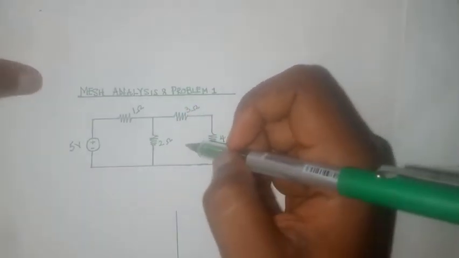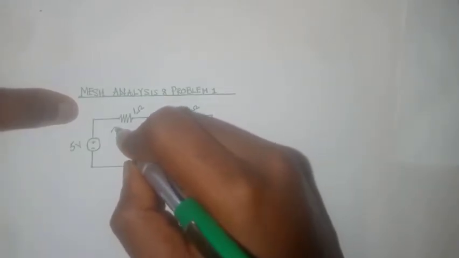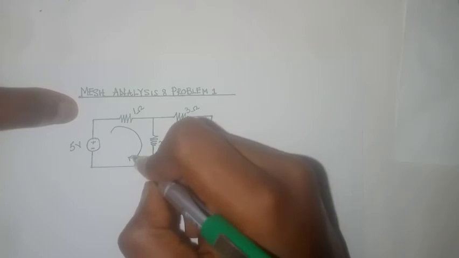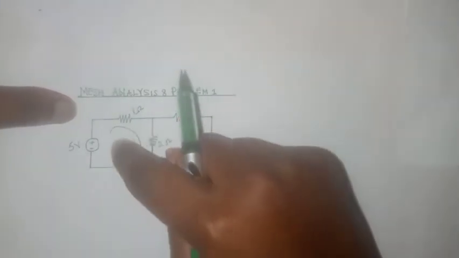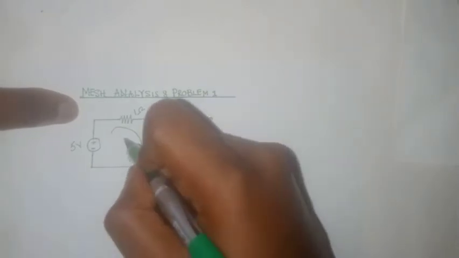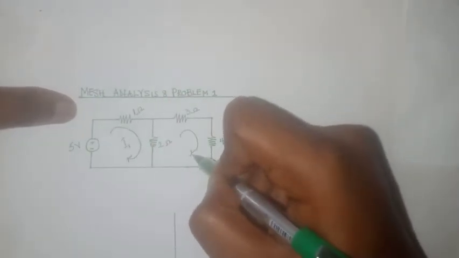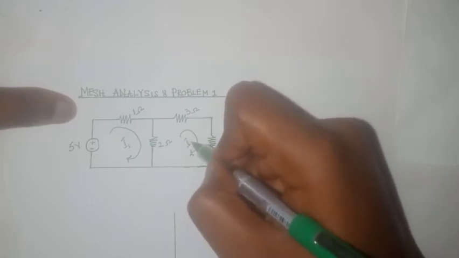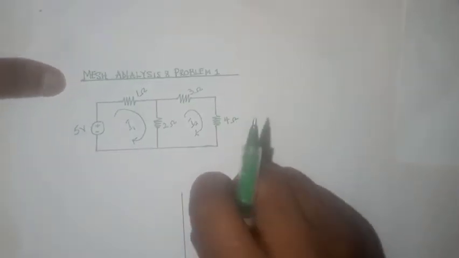In order to do that, the first thing we do is we assign currents to each mesh. So after we've identified our meshes, this is our first mesh, this is our second mesh. The current for this mesh, we call it I1. I'll call the current for this mesh I2.